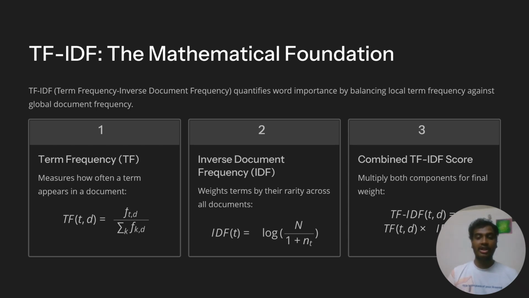Here's an easy example. Imagine you've got 100 recipe books. The word recipe appears everywhere. Boring, right? But the word lasagna only pops up in a few. That makes it special. So TF-IDF says, cool, let's give higher importance to rare meaningful words like lasagna instead of overused ones like recipe. These are the formulas we can use: term frequency, inverse document frequency, combined TF-IDF score.